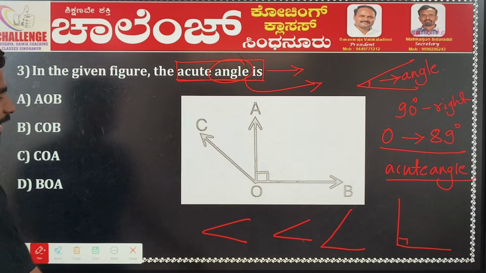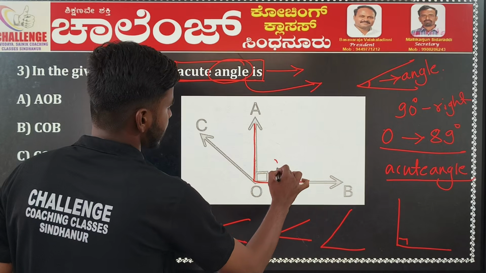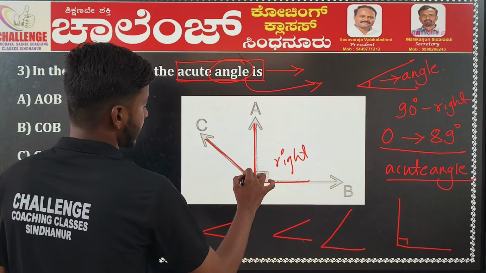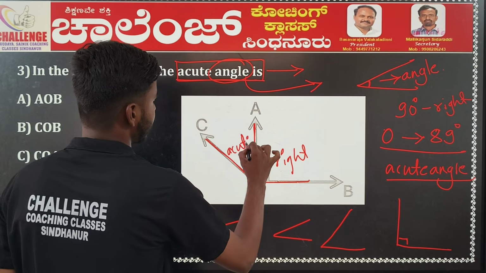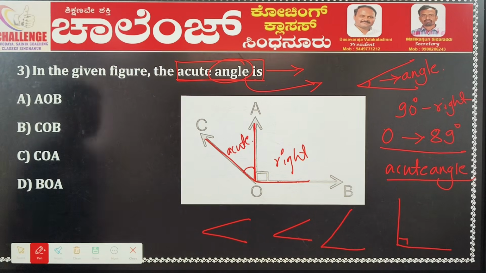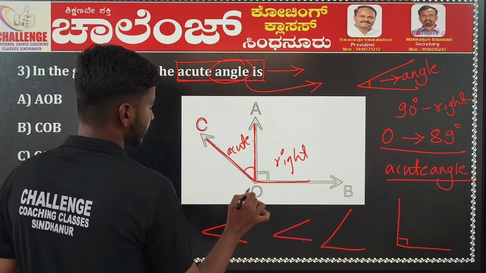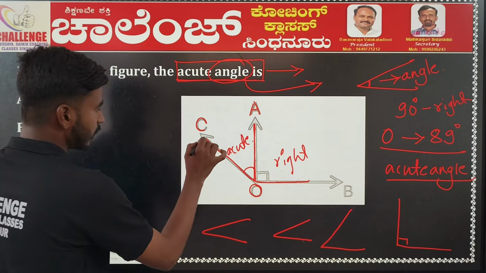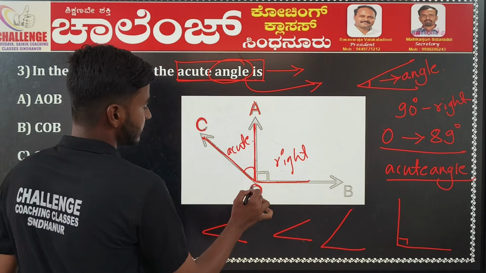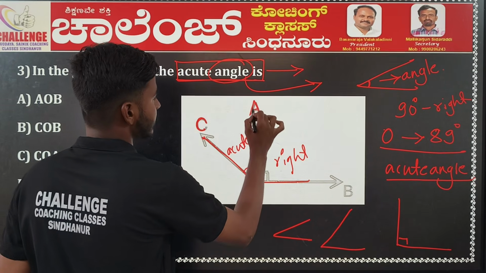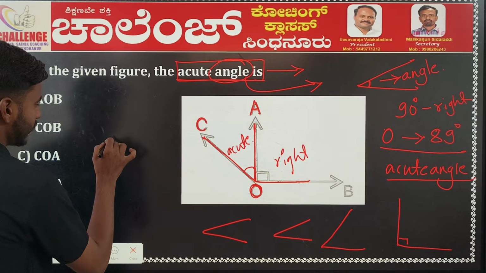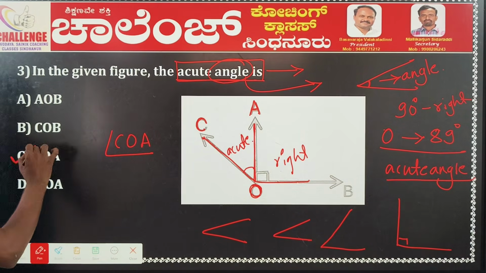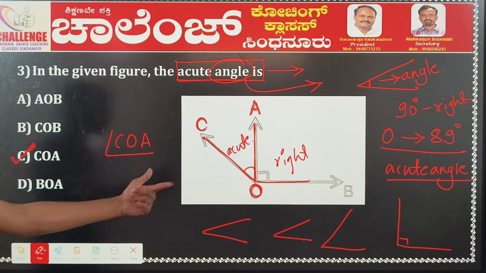So where is the acute angle in this figure? We know that this is a right angle. This is an acute angle. How do we name it? We can name it COA, because they are giving alphabets to particular points here. This point is C, this point is O, this point is A. Then the angle is known as angle COA. Option C is the right answer. Okay, let's move forward to the next question.